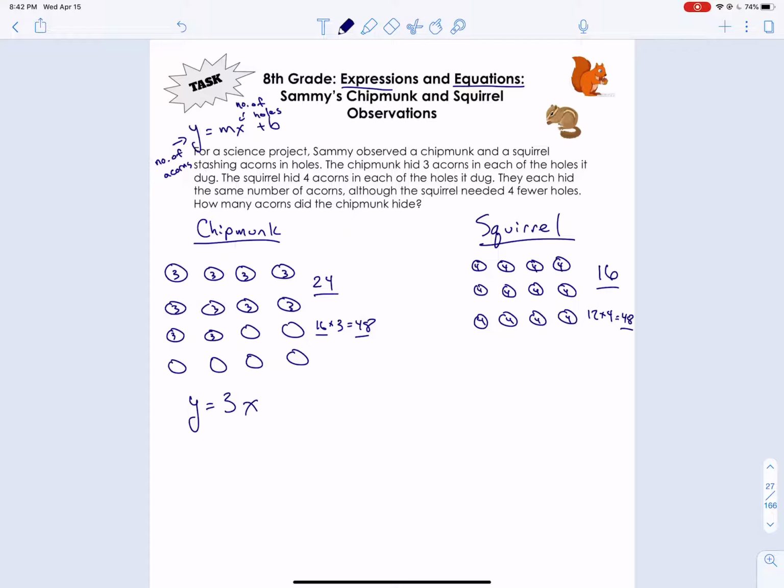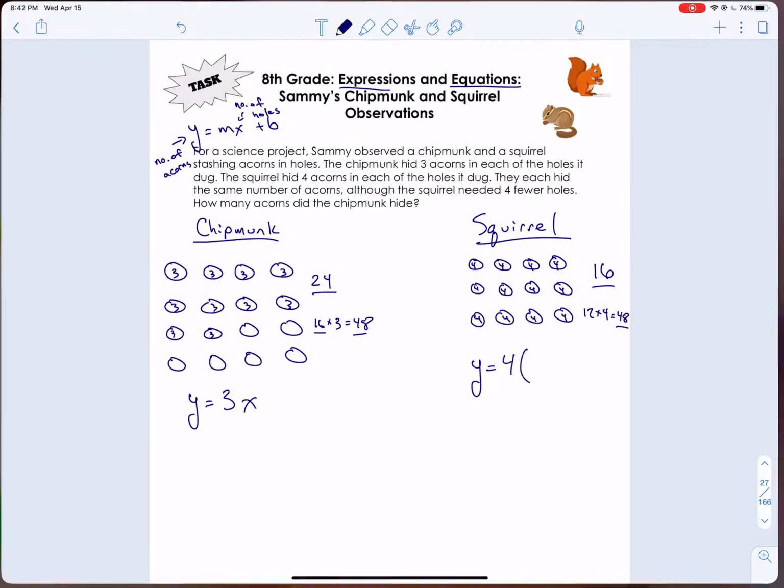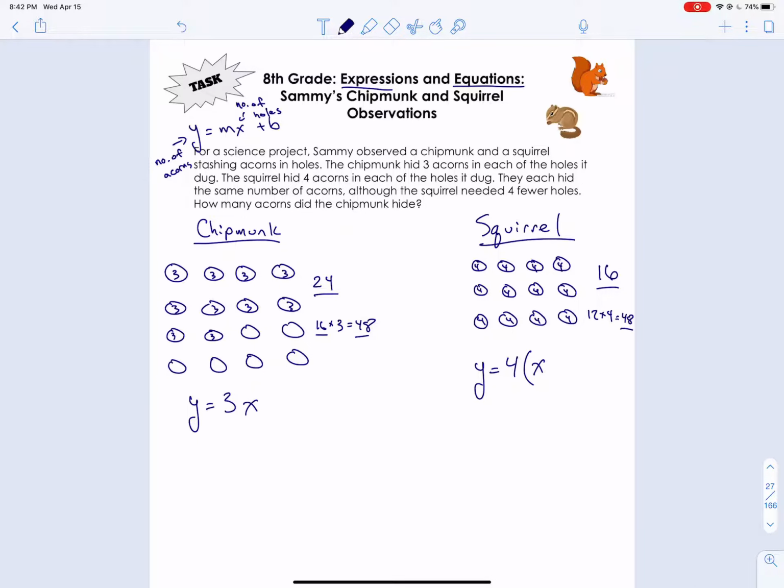Okay, so over here on the squirrel side, we have y equals, now this one's a little bit different. So we have 4 per hole, just like 3 for the chipmunk, but this time we have 4 fewer holes. So we have to subtract from the number of holes, which is x, by 4. Okay, so it's just 4 fewer holes than the chipmunk. So let's just see if this works though. If I put in the same x, okay, so x was 16. 16 minus 4 is 12. 12 times 4 is 48. Okay, so that works.